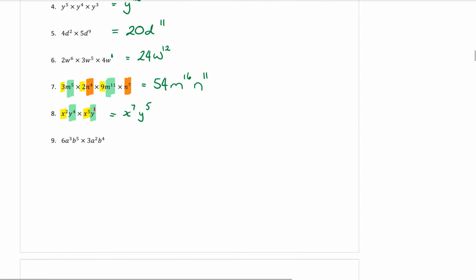Question 9. We want to multiply the big numbers out the front. 6 times 3 is 18. Then we have a base of a and another base of a here, so they're going to go together. That will be a to the power of 3 plus 2 is 5. And the b's will go together. B to the power of 5, b to the power of 4. So base of b, 5 plus 4 is 9.